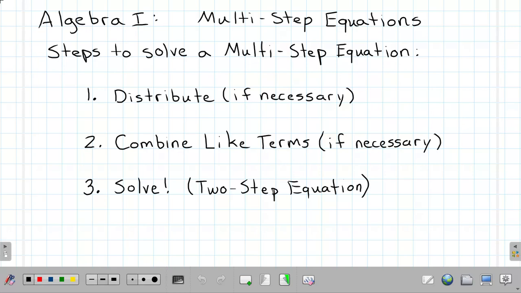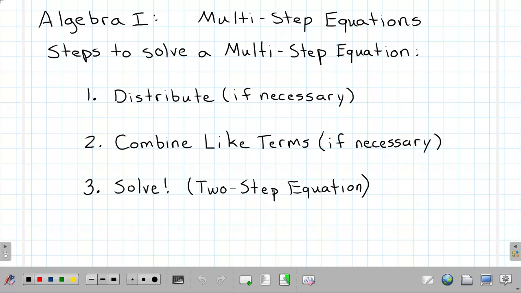Okay, so in previous videos, or previous lectures, we've talked about how to solve 1 and 2-step equations. Well, now we're stepping into the realm of what we call multi-step equations. Multi-step equations are going to involve a few different things here. First off, we're going to talk about the steps to solve a multi-step equation, and then we're going to look at a variety of examples.